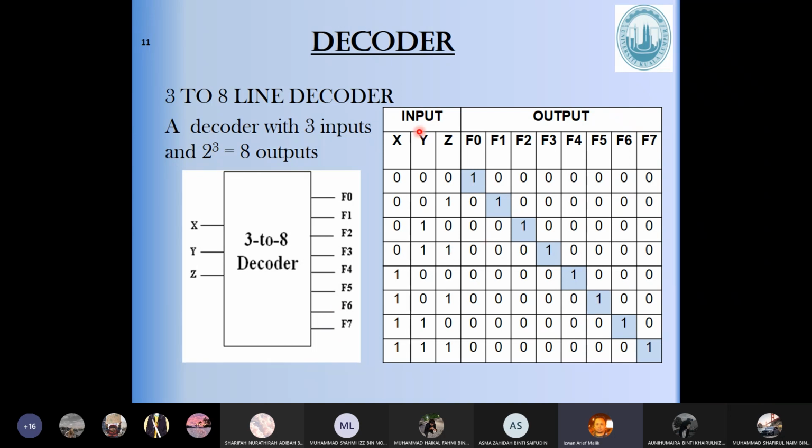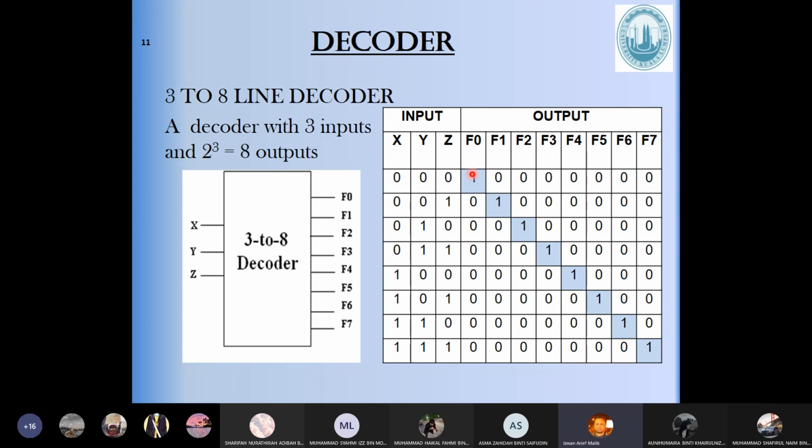Okay, so this is the input 000 up until 111. This is the standard arrangement. This is 0, 1, 2, 3, 4, 5, 6, 7. If you convert this XYZ to decimal, this is binary, yes. 101 is 5. 111 is 7, sorry.